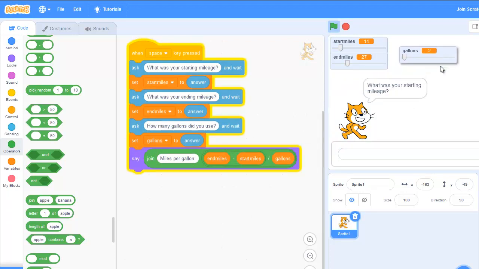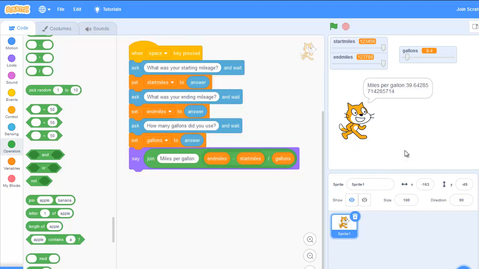And we'll move that out of the way. What was your starting mileage? So our starting mileage is going to be 123,456 miles. Our ending mileage is going to be 123,789. How many gallons did we use? We put 8.4 gallons in. And it tells us we got a little over 39.5 miles to the gallon.